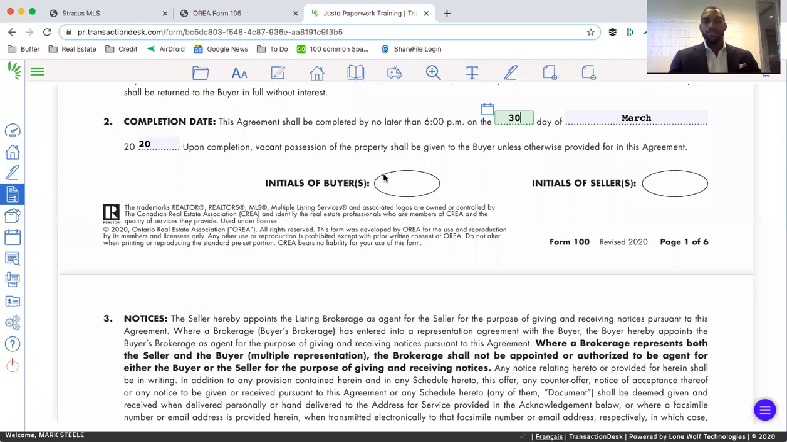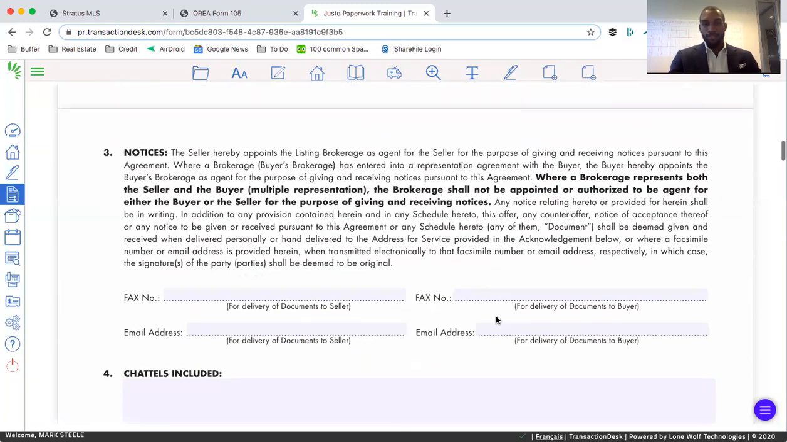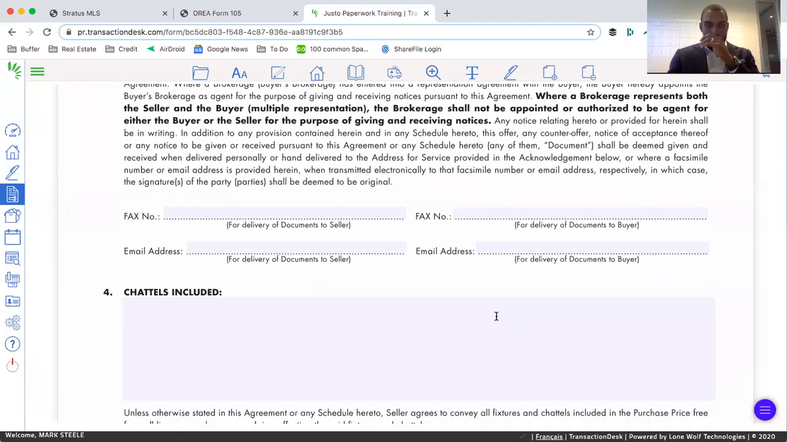Okay, and then your clients are going to initial here for the buyers. Sellers will sign their own when they've reviewed. Now for this section, most people don't use fax numbers anymore, so normally leave those blank. But for the email address for delivery of documents to the buyer, I normally put my own email address, mark@solarhome.com. I like using my personal one because I find I check that more automatically rather than having to switch over to my business email address or my Justo email address. That's a matter of preference.